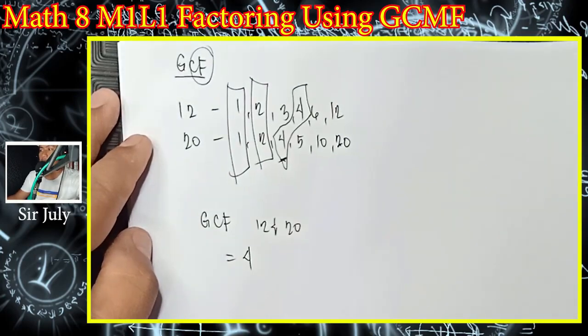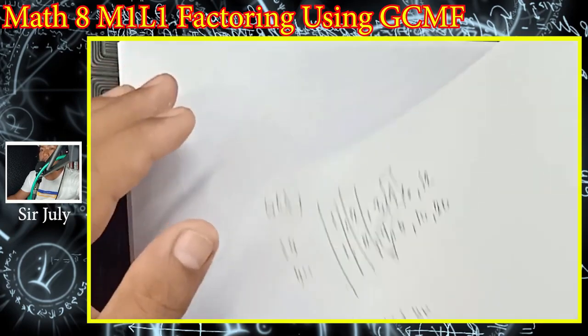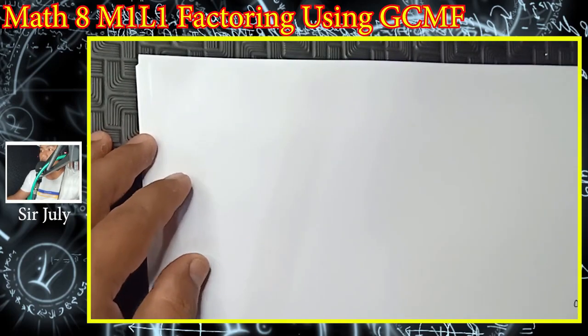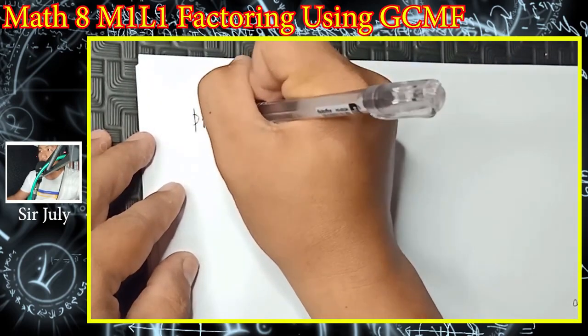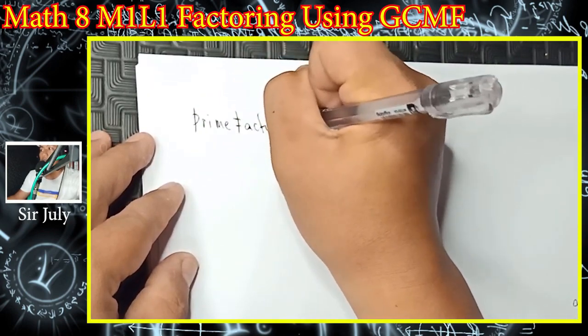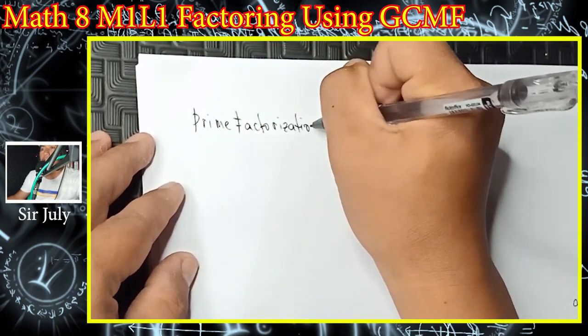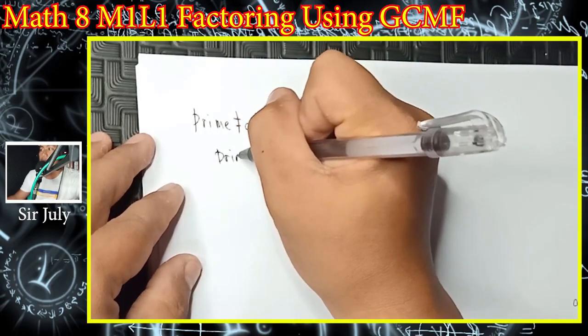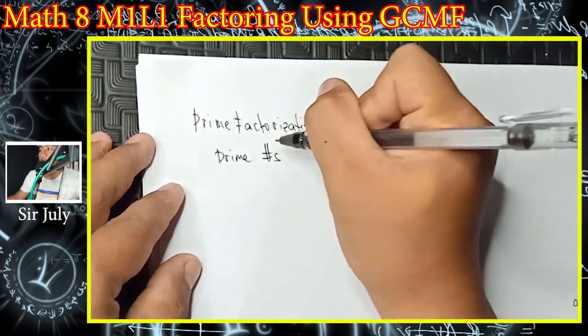So meron pa tayong other way on how to get the GCF, especially in large numbers. Ito yung tinatawag nating prime factorization. Ano nga ba itong prime factorization? We are factoring a given number using prime numbers. So ano nga ba itong mga prime numbers?